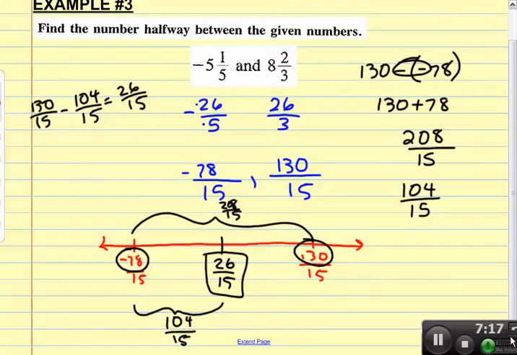That's my answer. Reduced, right? There's 2 and 13 go into 26, but neither of those go into 15. Okay? Does that make sense?